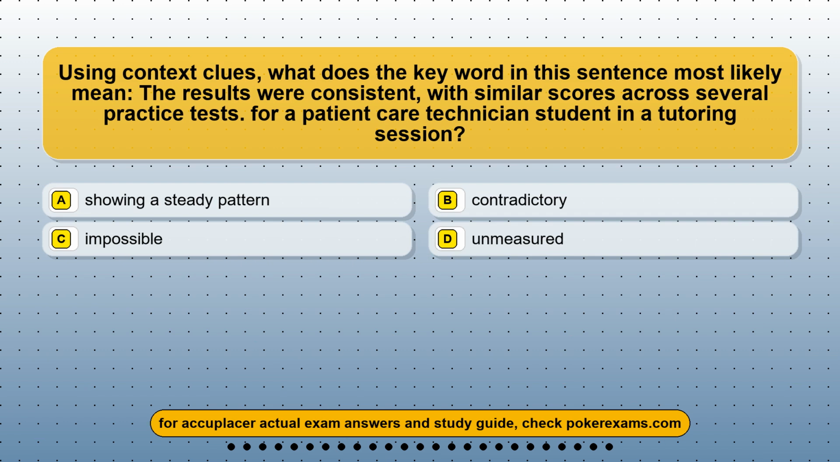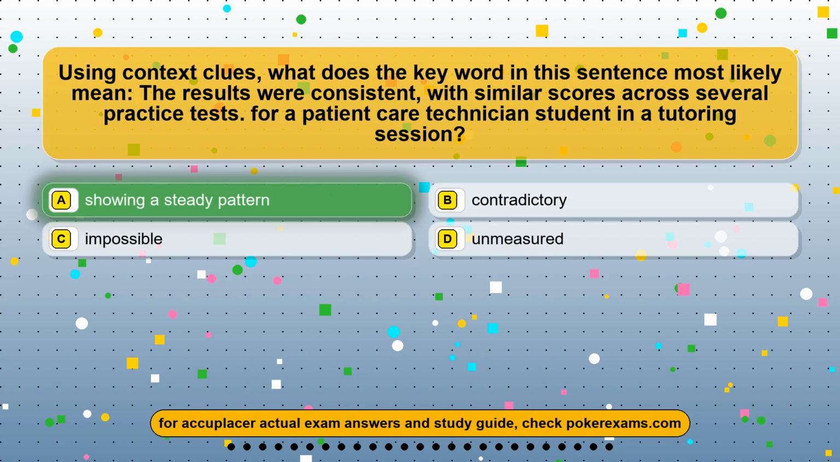Question 18. Using context clues, what does the key word in this sentence most likely mean? The results were consistent, with similar scores across several practice tests. For a patient care technician student in a tutoring session, Option A, showing a steady pattern. Option B, contradictory. Option C, impossible. Option D, unmeasured.